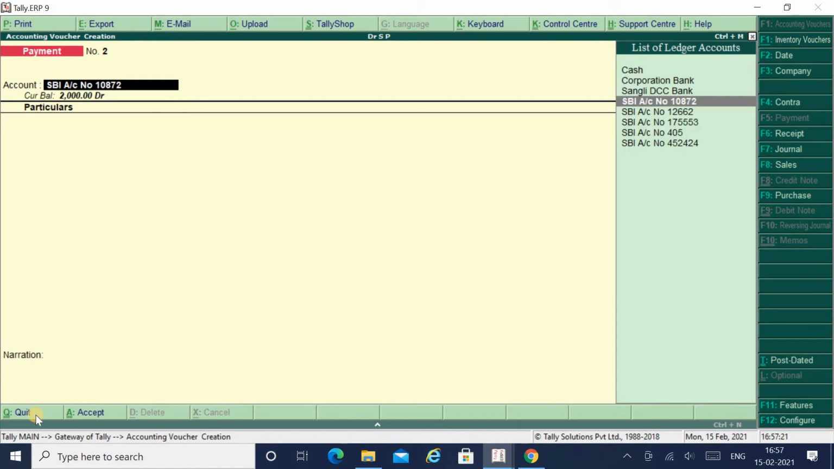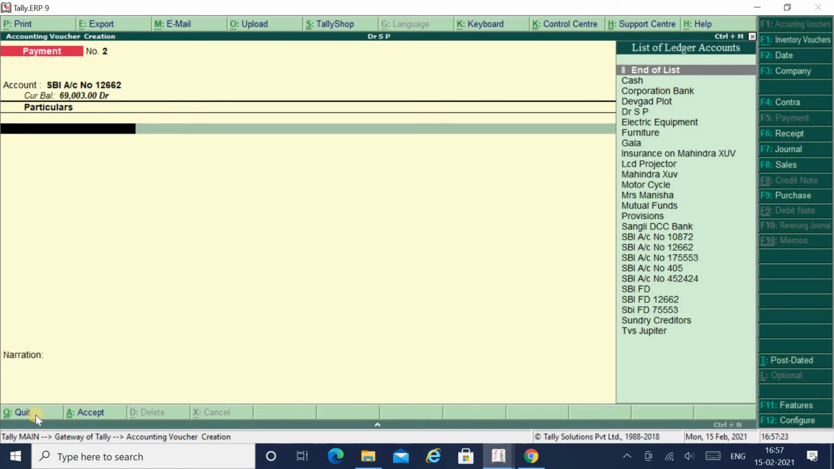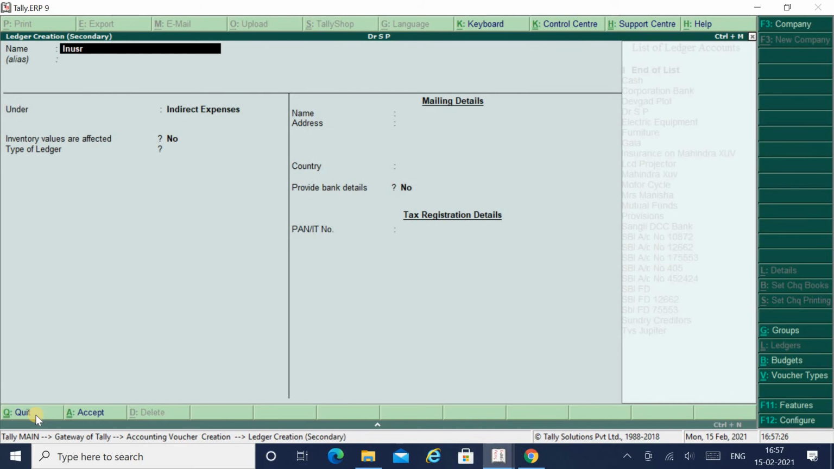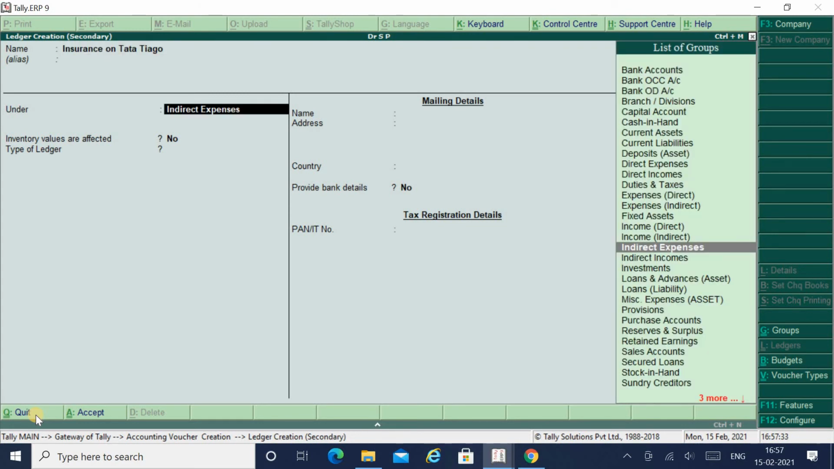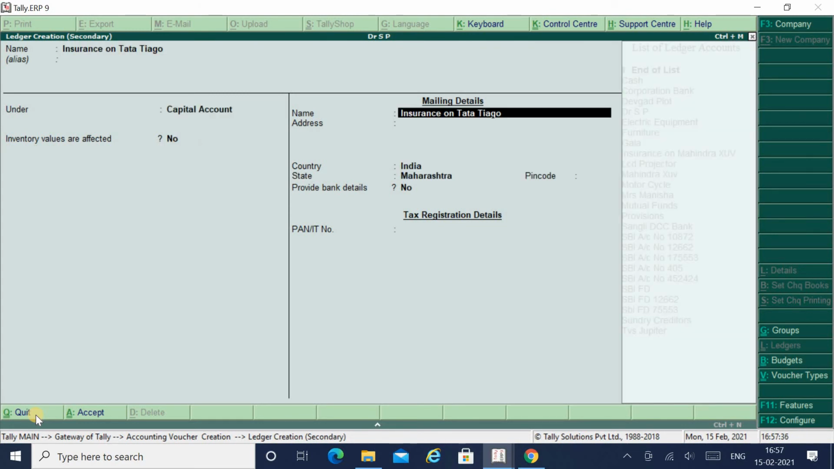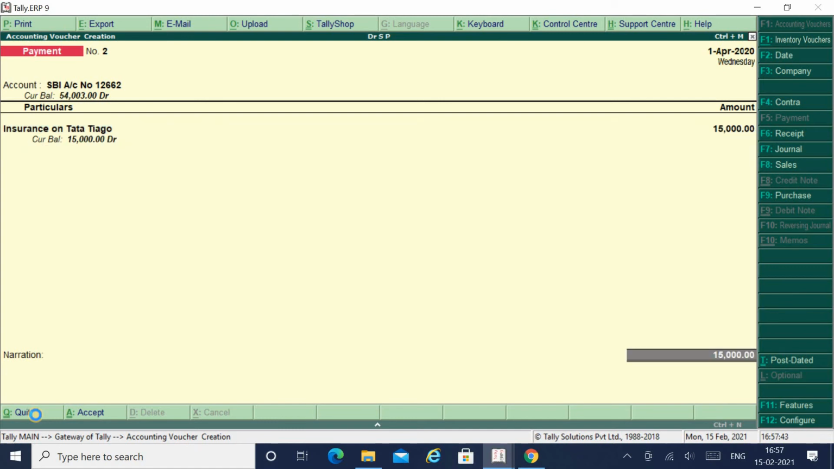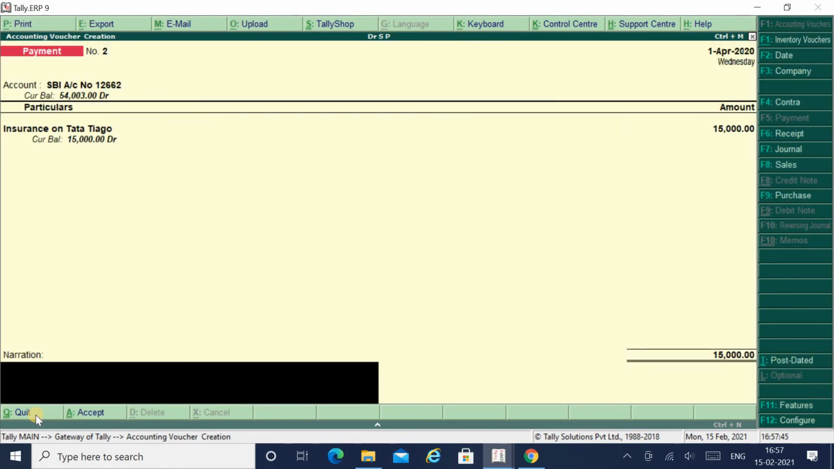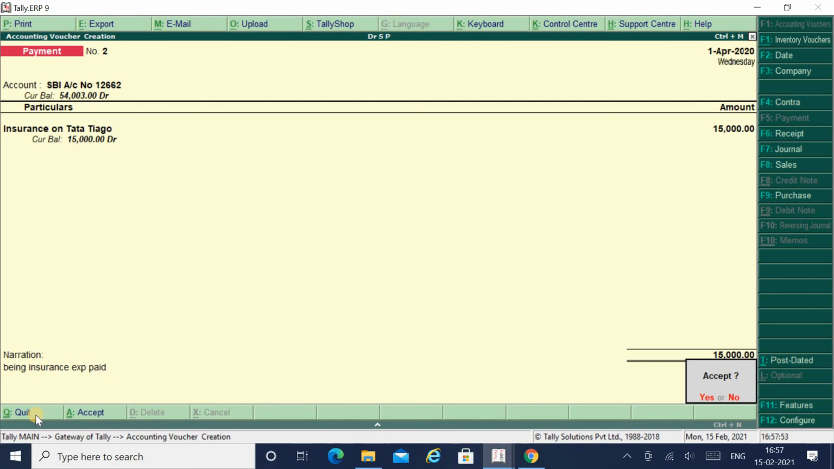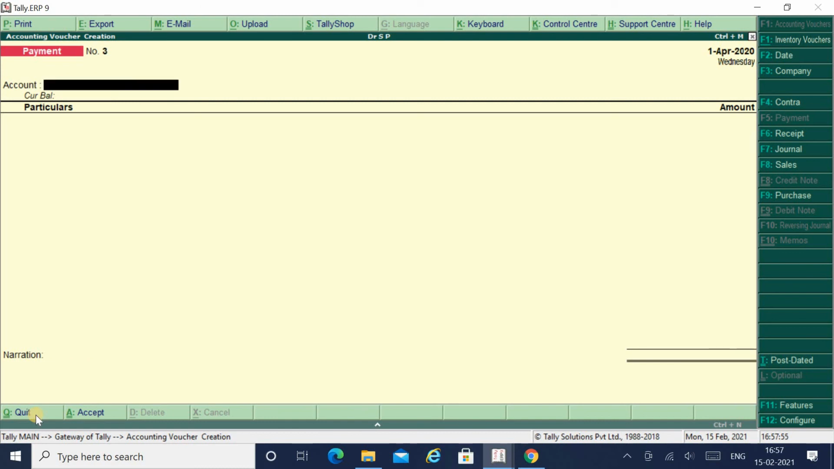But still you have made the payment. So I will create insurance on Tata Tiago and you can simply group it under capital account. This expense is not deductible. I have paid 15,000 on it by cheque only, being insurance expense paid.